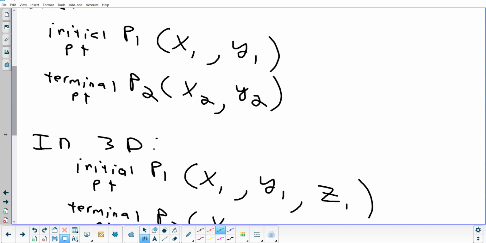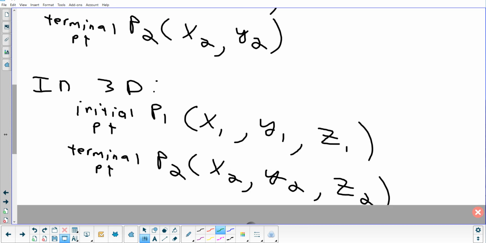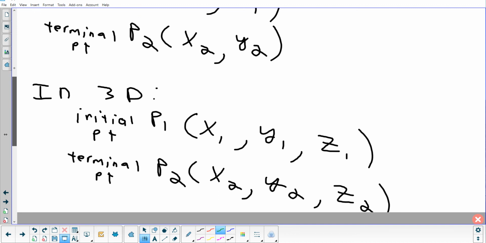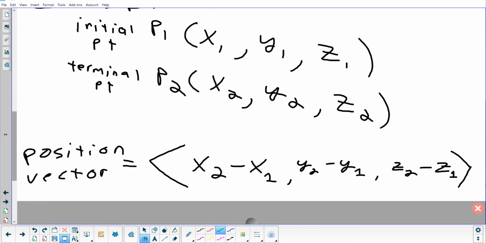So now your initial and your terminal point will have an x, a y, and a z value. There's going to be a third value. So x1, y1, and z1 is the starting point. Call it P1. x2, comma y2, comma z2 is the ending point, or terminal point. Call that one P2. And to find the position vector between the 2 points, you're going to find the difference in the x's, comma, difference in the y's, comma, and now do the difference of the z's.